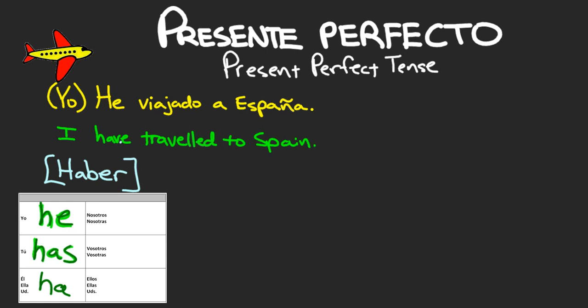The nosotros form, hemos. The ellos, ellas, ustedes form is han. And then the vosotros form, which is used in Spain, habéis, which is the only form that makes it look like it's a regular verb. So you can see haber is very irregular.